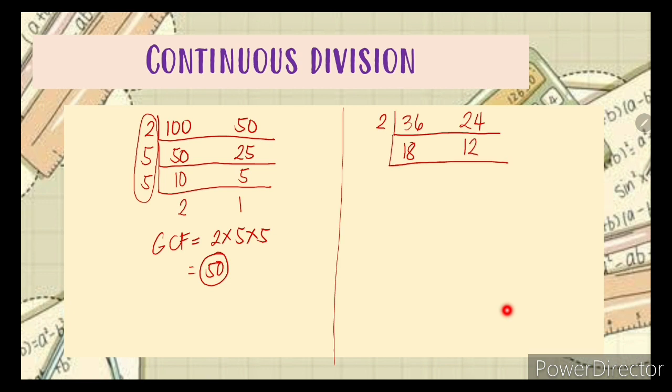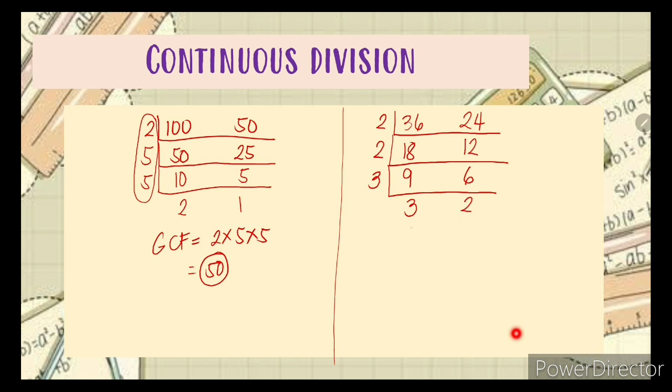Next, i-divide ulit natin. So, pwede pa kasi natin i-divide. So, kanino natin pwedeng i-divide? Kay 2 ulit. 18 divided by 2 is equal to 9. 12 divided by 2 is equal to 6. Next, kanino natin pwedeng i-divide? Let us divide them kay 3 since they are both divisible by 3. 9 divided by 3 is equal to 3. 6 divided by 3 is equal to 2.